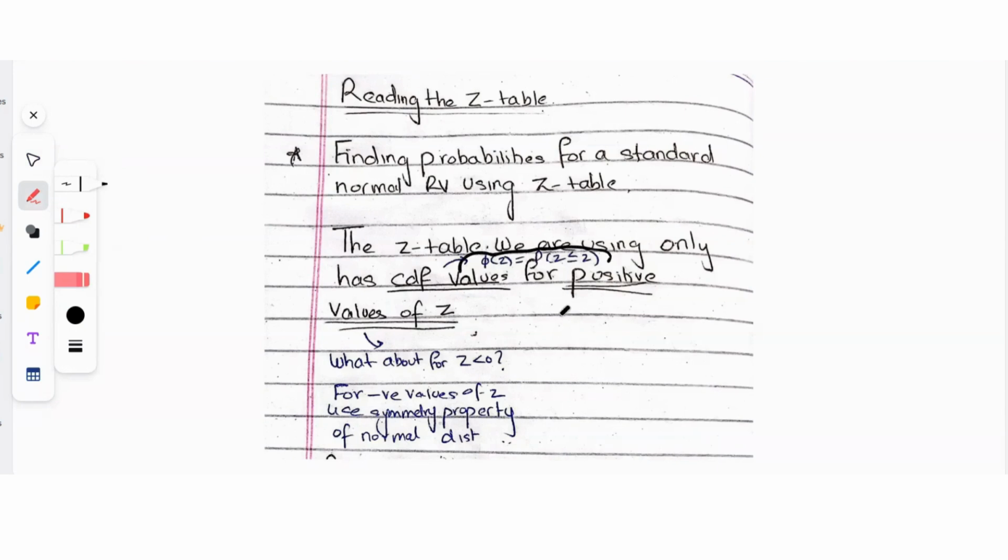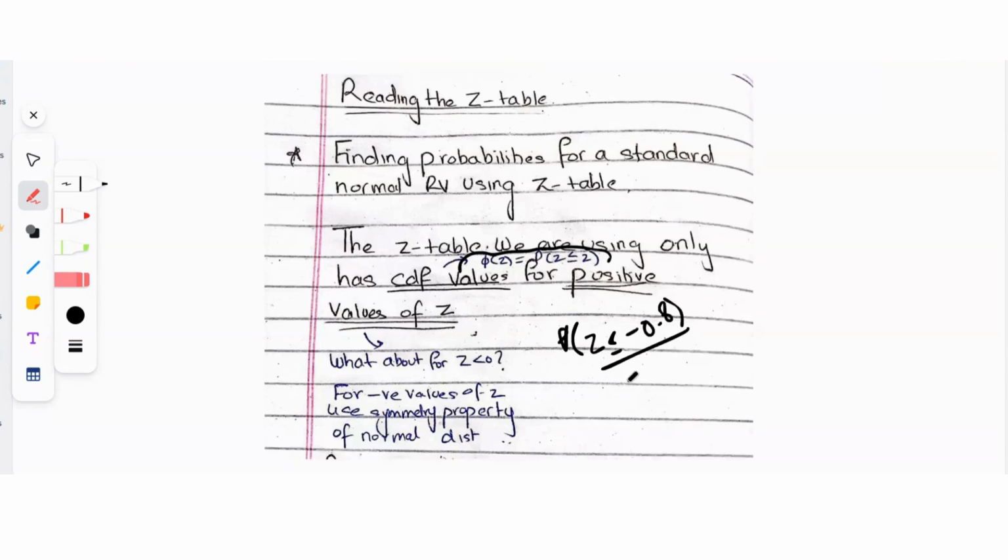So this Z table that we're using gives us CDF values, i.e. it gives us probabilities of the form probability Z is less than or equal to z, and it gives us these CDF values for positive values of z. So what if we have a negative value of z? Say we are interested in the probability Z is less than or equal to minus 0.8. How do we find this?